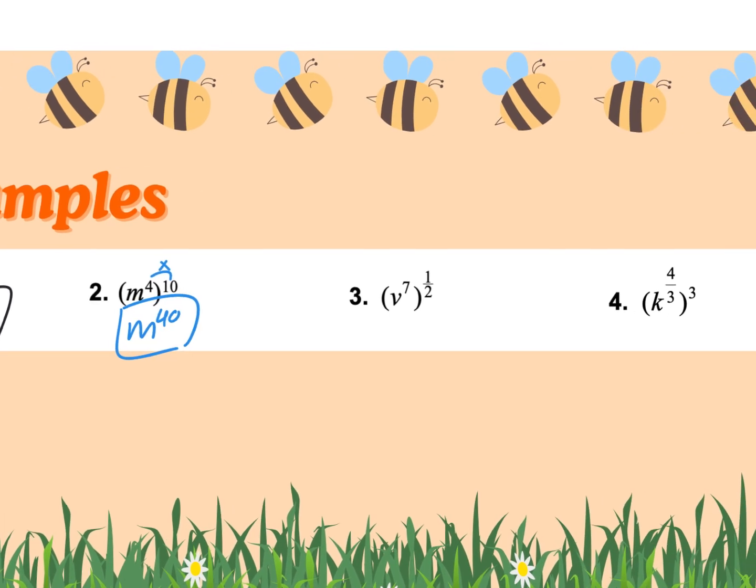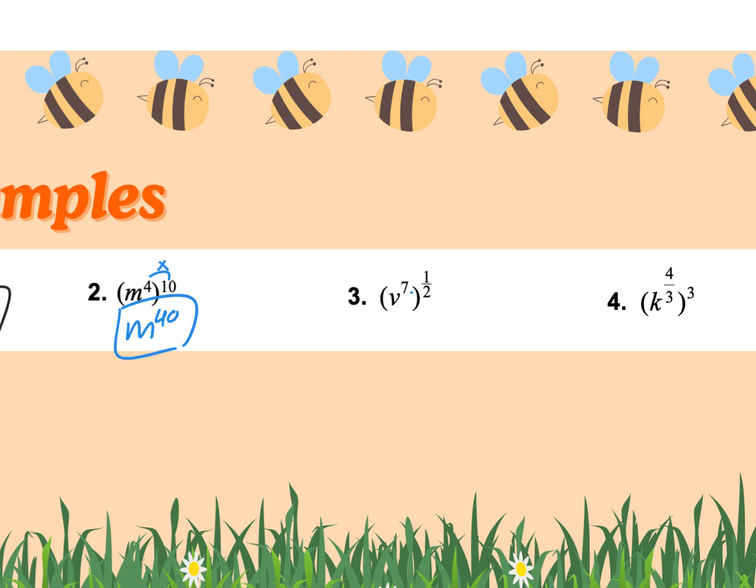All right, next one is v to the 7th to the 1/2, right? 7 times 1/2. We can do the same thing that we did in the previous slide, right? Write that 7 over 1 and just multiply straight across. All right, so then we get v to the 7 over 2.